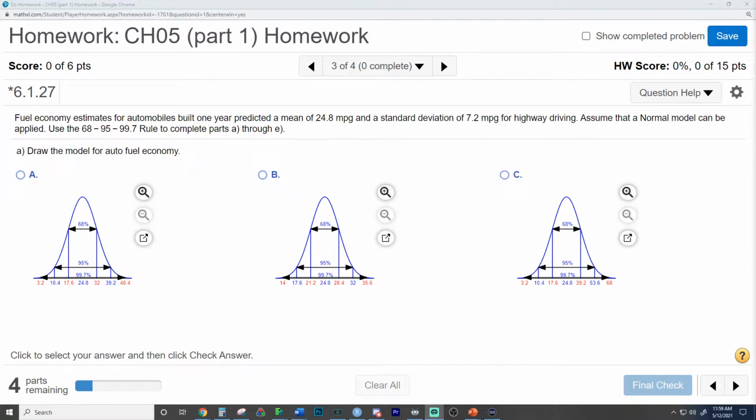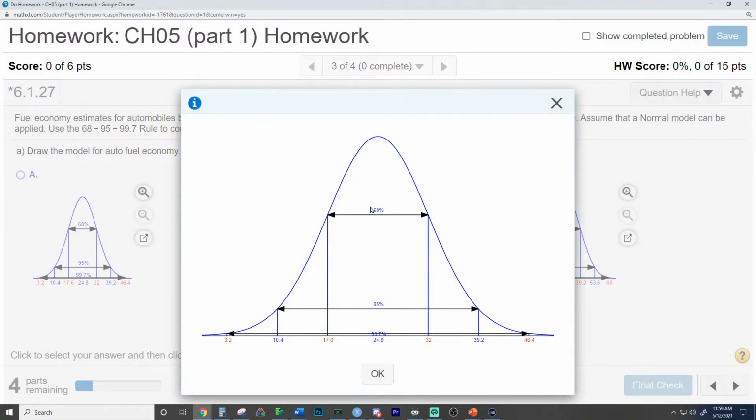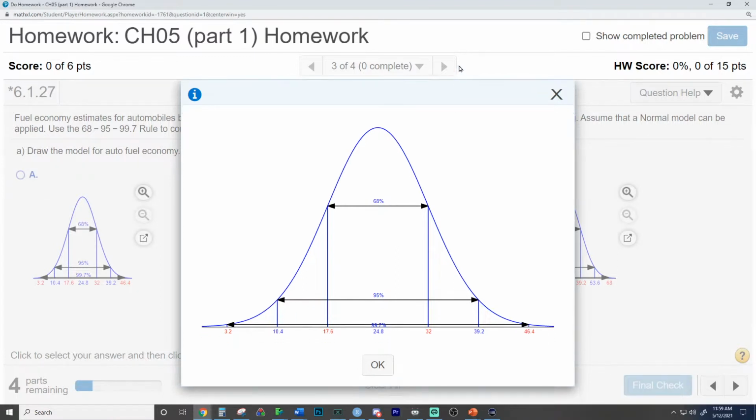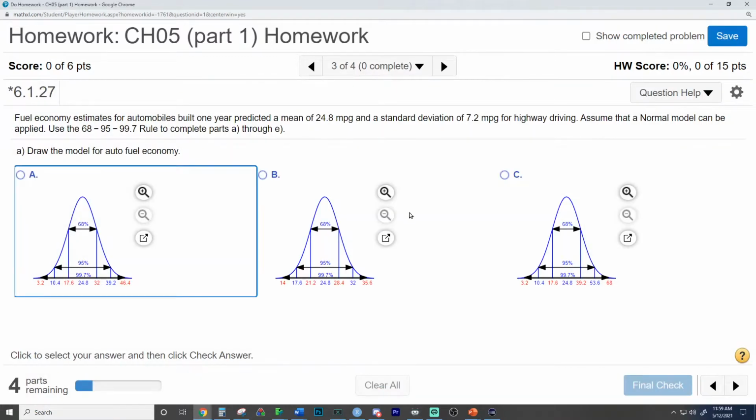Okay. So what is the 68, 95, 99.7 rule? What the 68, 95, 99.7 rule tells us is 68% of the data will be within 1 standard deviation, 95% of the data will be within 2 standard deviations, and 99.7% of the data will be within 3 standard deviations. So I always go up a standard deviation each time and down a standard deviation each time. Let's see what they say the standard deviation is. It's 7.2. And so we want to find one that goes up and down 7.2 from the mean of 24.8.